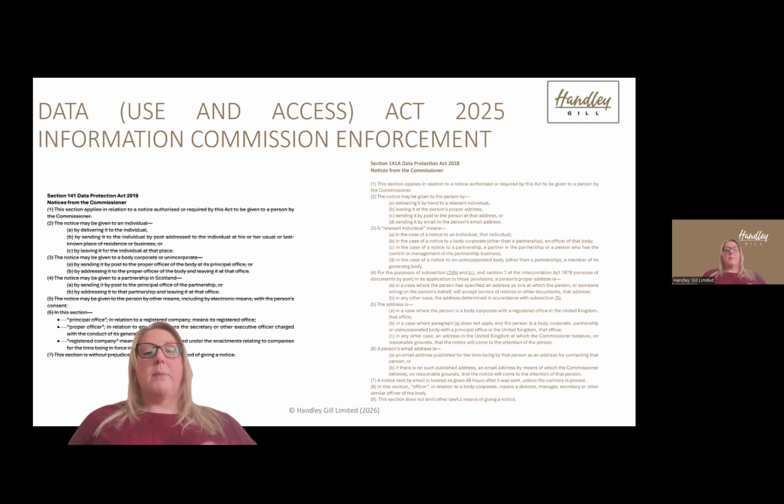So on notices from the Commissioner, section 141 of the Data Protection Act 2018 has been deleted, replaced by section 141A of the Act. It makes clear that notices can be given by sending them by email to the person's email address. There are various other provisions relating to that, like what is a person's email address? It can be what's published by that person, or an email address that the Commissioner reasonably believes will come to the attention of that person.